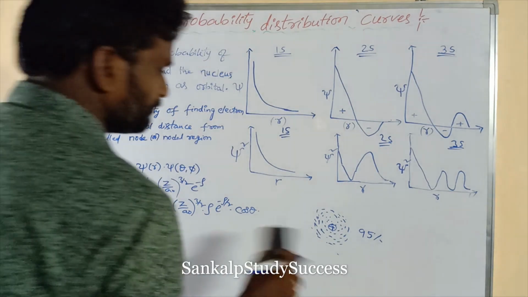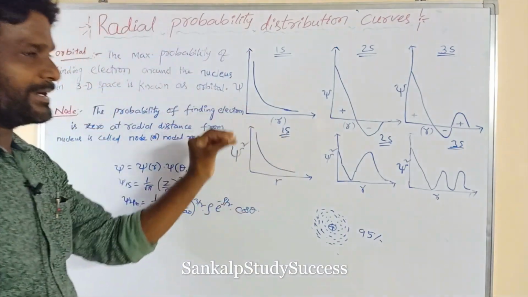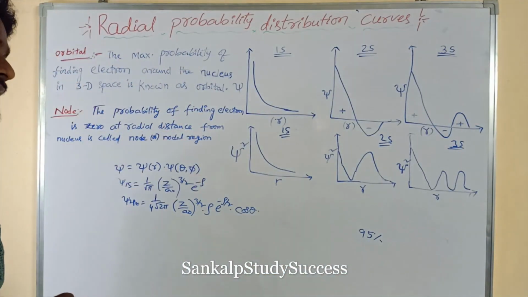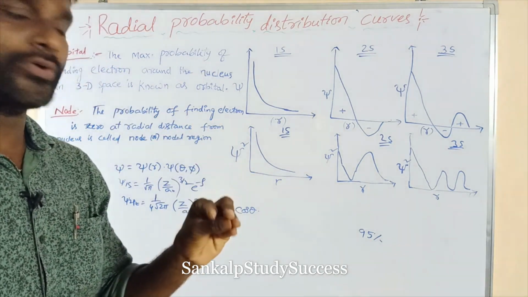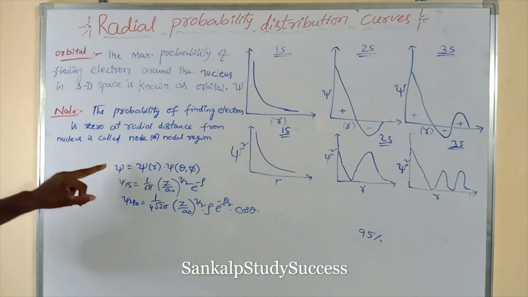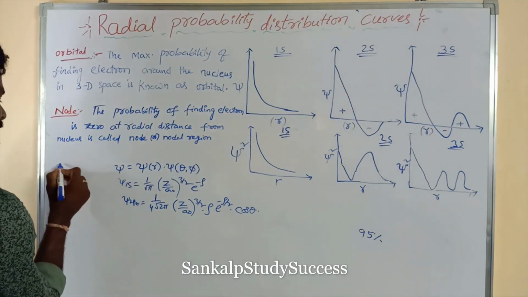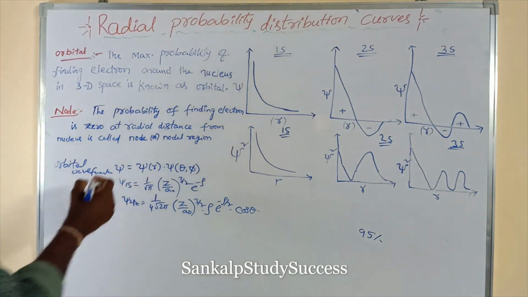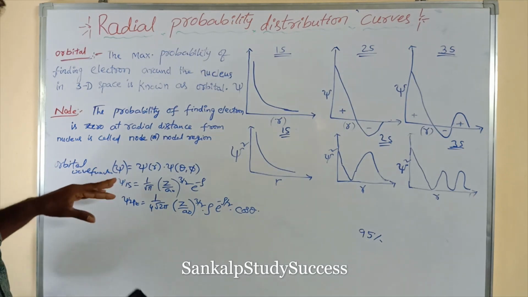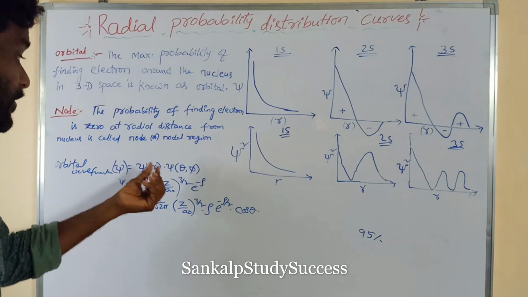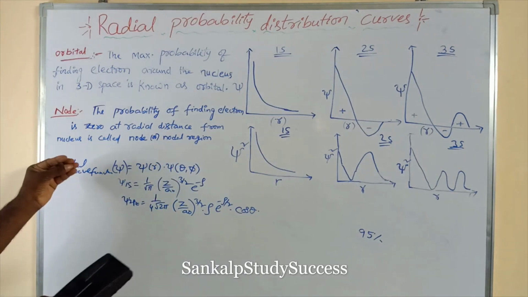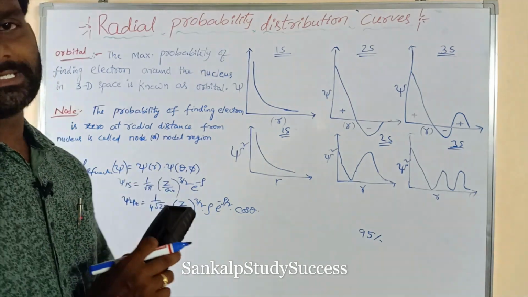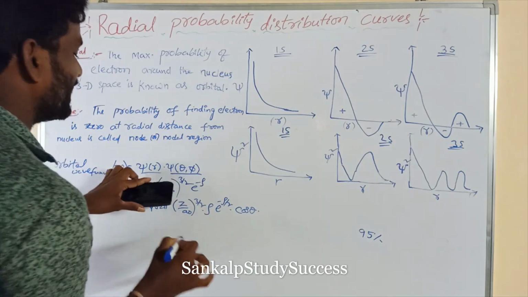Now listen to me. This orbital is represented by the wave function. An orbital is the wave function for an electron in an atom. It gives the total information about the electron in an atom. So this is the orbital wave function. The orbital wave function psi is equal to the product of two parts of wave functions: one is psi r, another one is psi theta phi.